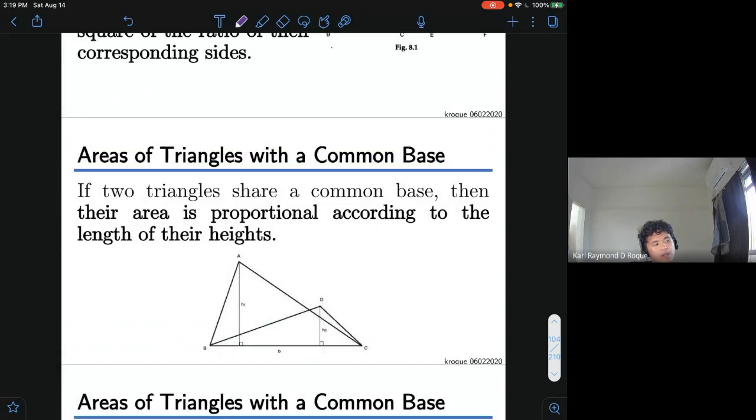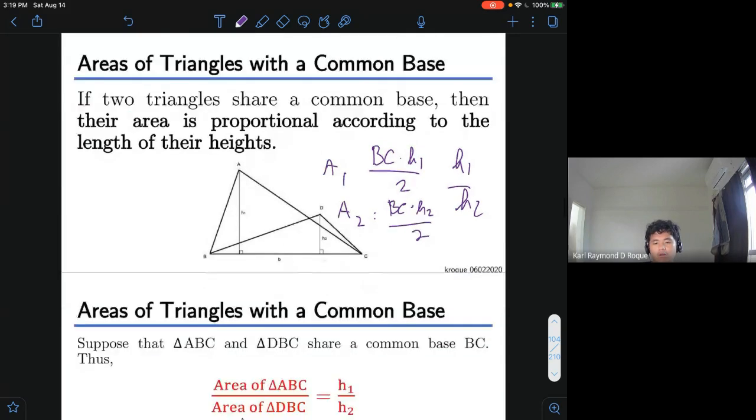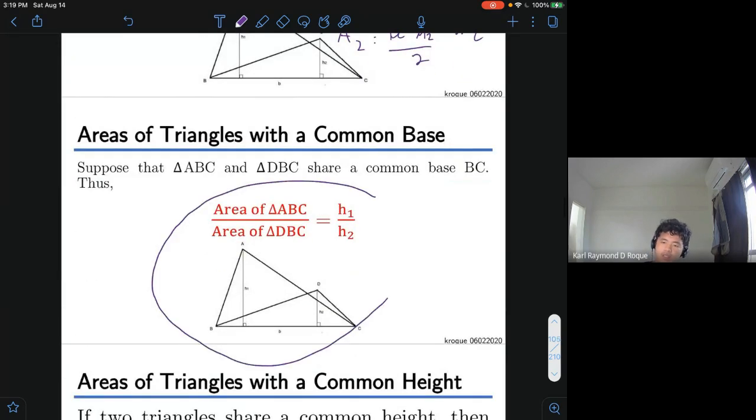Then, if two triangles share a common base, then the area is proportional according to the length of their heights. Common base theorem. Kasi, sige, area ng ABC, BC H1 over 2. Yung area ng BDC is BC times H2 over 2. Ano yung ratio na areas na yan? H1 over H2. If they share the same base, the area is proportional according to the length of their heights.